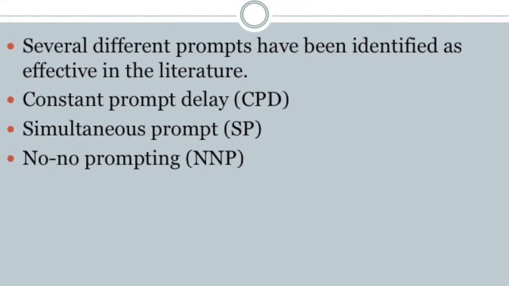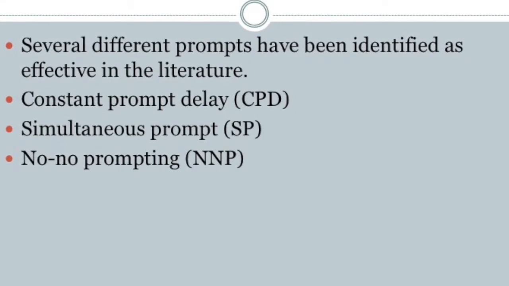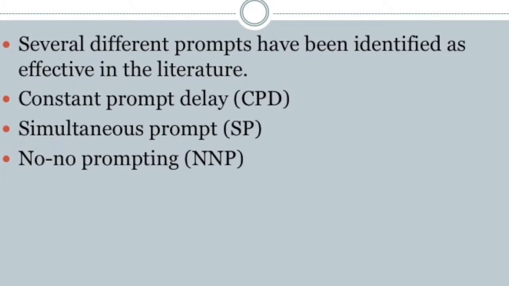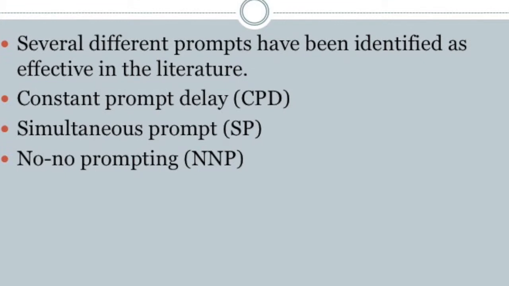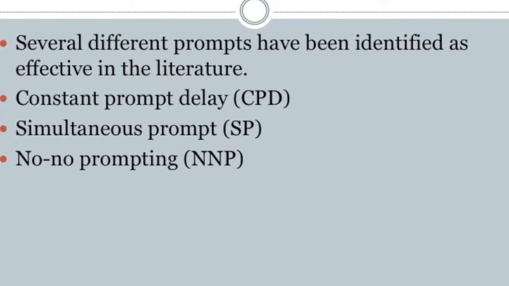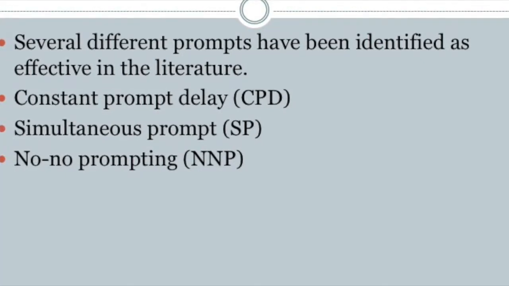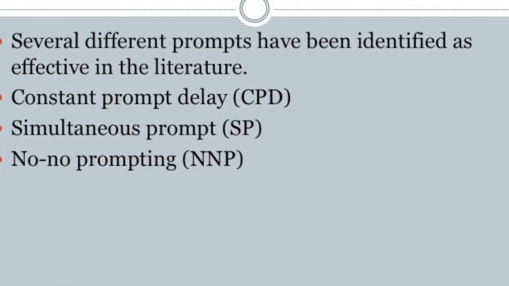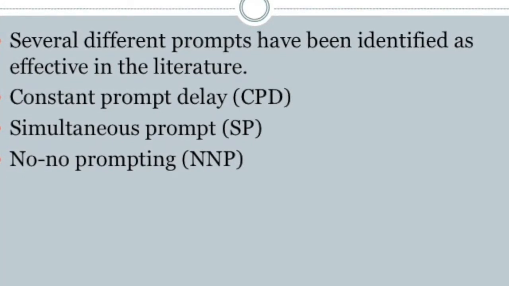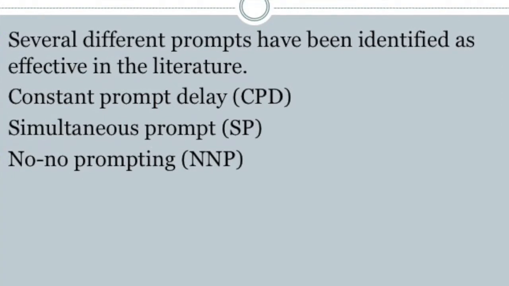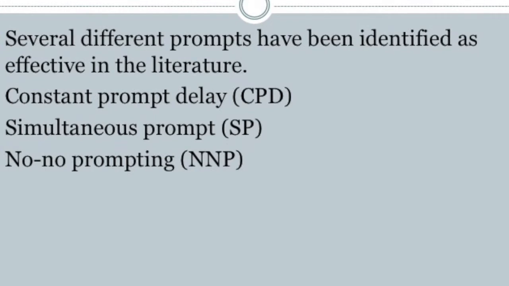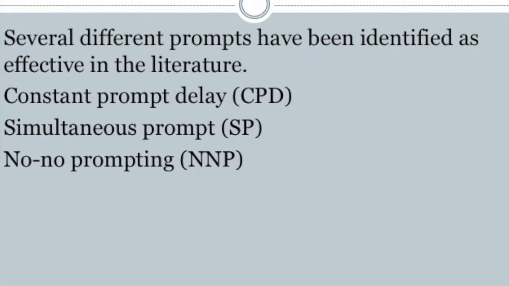Constant prompt delay is a prompting strategy that requires the teacher to deliver the instruction, wait a specified amount of time, typically between 3 and 5 seconds, and deliver a prompt in the absence of a correct response. Simultaneous prompt requires the teacher to deliver the instruction and immediately deliver the prompt. Independent responding is tested when using constant prompt delay after a predetermined number of trials.